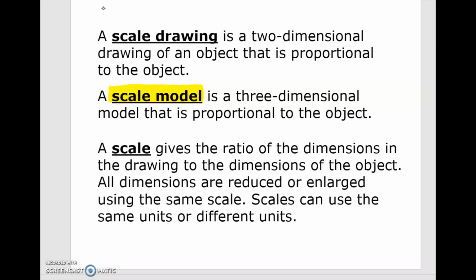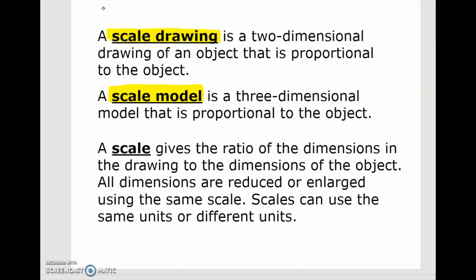We're also used to scale drawings. So a drawing would be two-dimensional. It's flat on paper. And so this would be what we use when we look at maps in social studies, and it can actually tell us how far things are, even though we've shrunk down the map onto a piece of paper or onto our phone. But it's showing us the actual distance between something in real life.